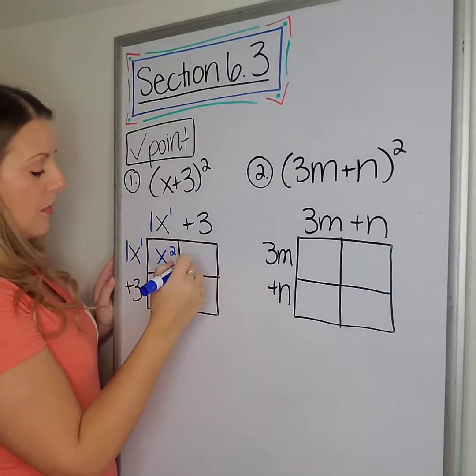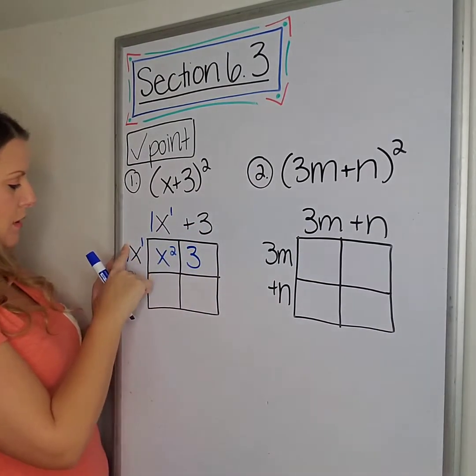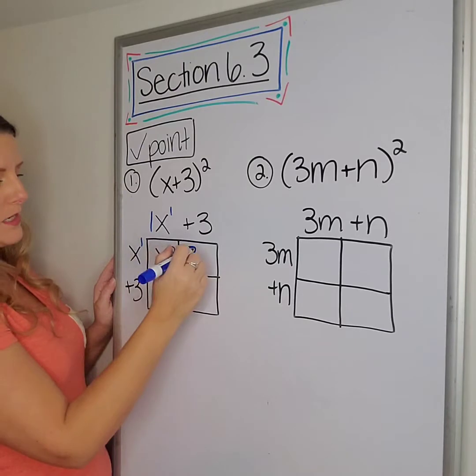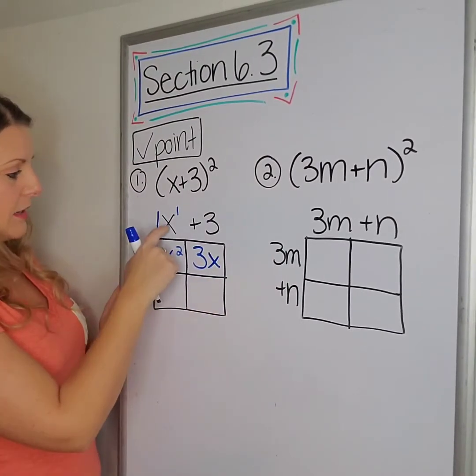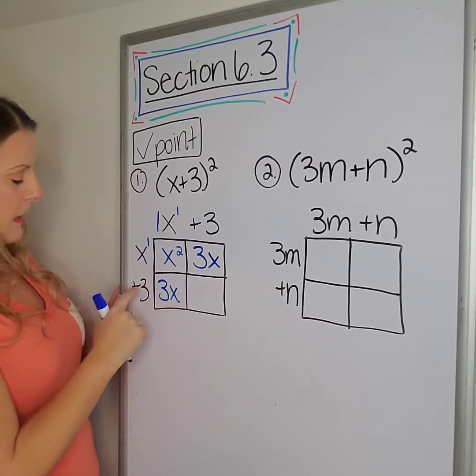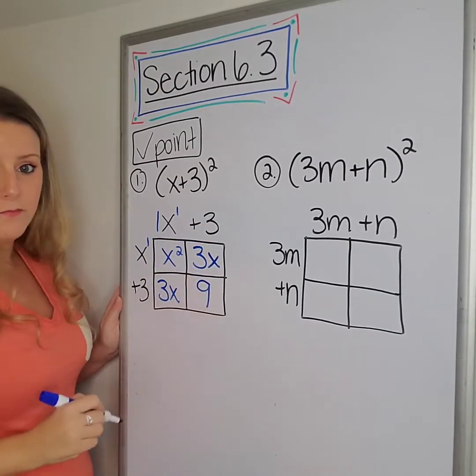1 times 3 is 3, or you can just do it without. 3 times x is just 3x. Same thing over here. 3 times x is 3x. And 3 times 3 is 9. Okay?